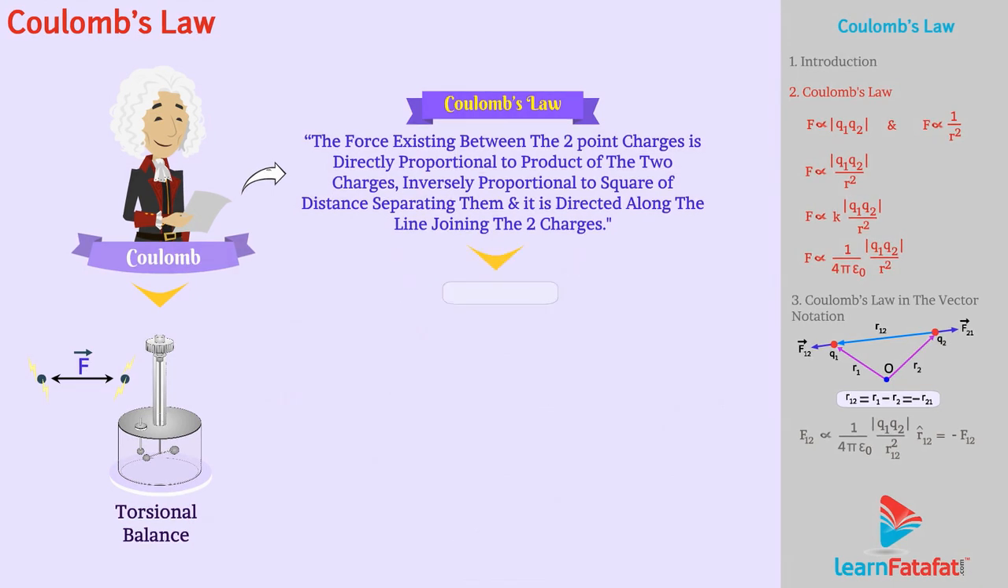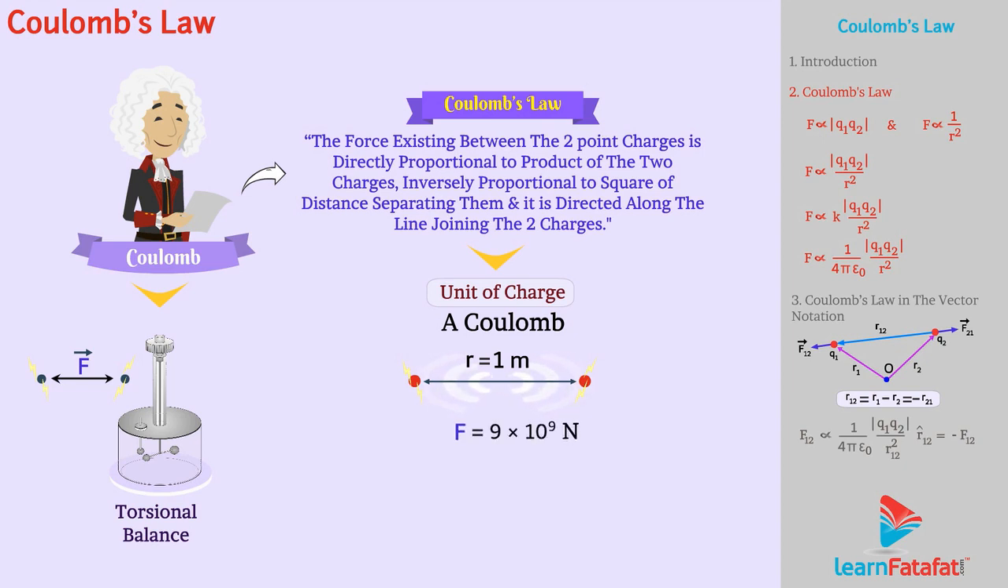Coulomb's law can be used to define the unit of charge, that is, a coulomb. Two equal charges, when placed at a distance of 1 meter from each other, if they experience a force of repulsion of magnitude 9 into 10 raised to 9 Newton, then the charge is said to be 1 coulomb, denoted by 1C. In practice, we use smaller units such as 1 millicoulomb or 1 microcoulomb.